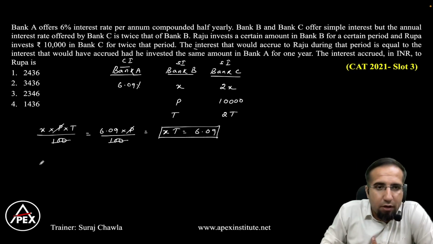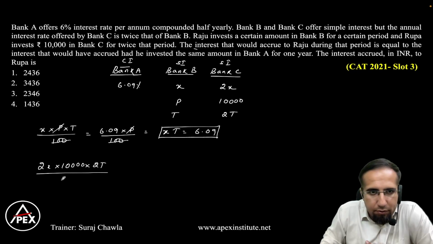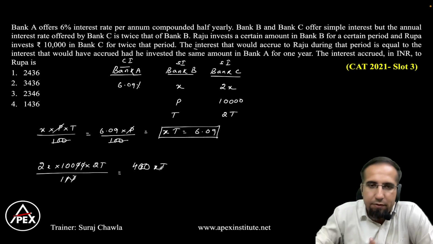Now what is the interest accrued to Rupa? That is 2X into 10,000 into 2T divided by 100. So the zeros get cancelled. So this becomes 4x or 400 xt.